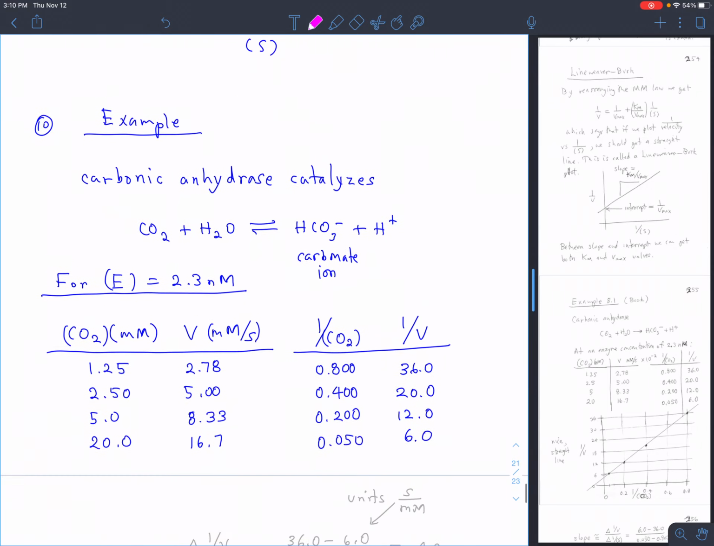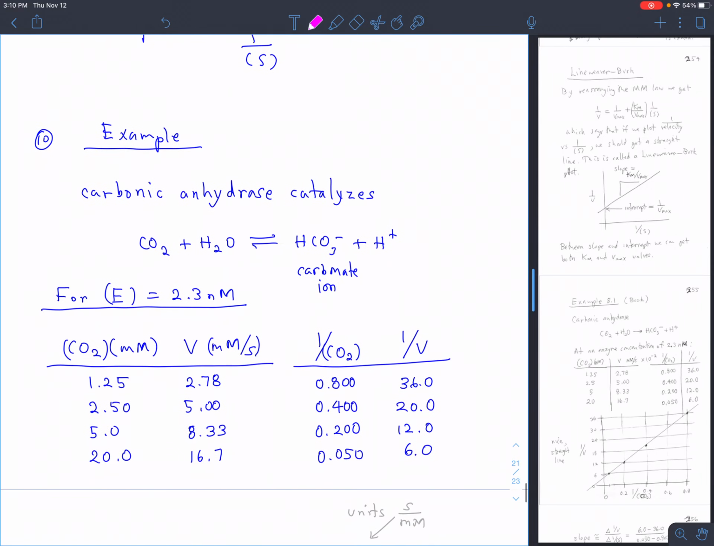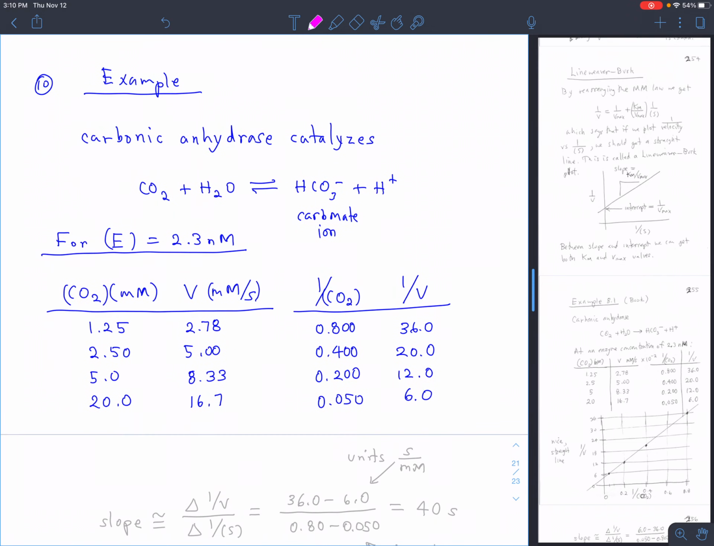All right, so let's do an example of that. I think many people are already familiar with Lineweaver-Burk plots. They're very common in the biological sciences. And so let's do an example.